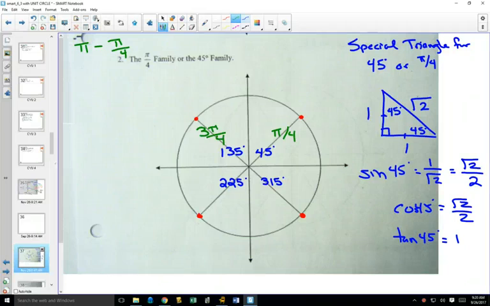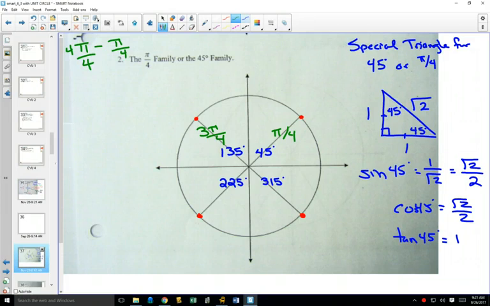How do I subtract fractions? I need a common denominator. Do I have a common denominator right now when I'm subtracting those? No, one's over 1, the other one's over 4. So if I change the pi to 4 pi over 4, 4 pi over 4 minus 1 pi over 4, does it make sense that you would get 3 pi over 4? What are you going to get here?